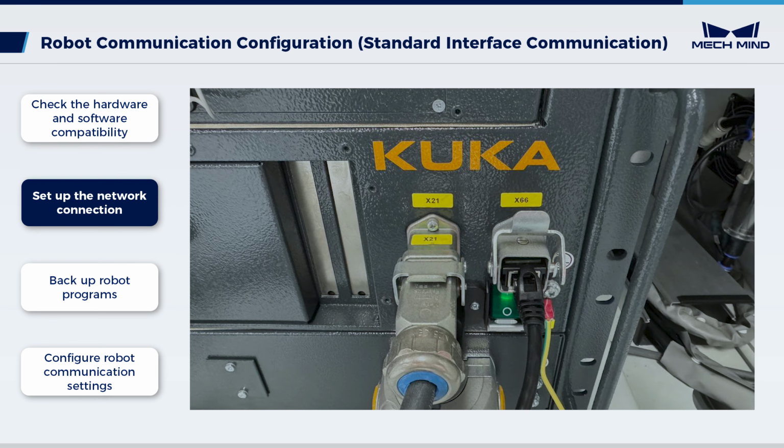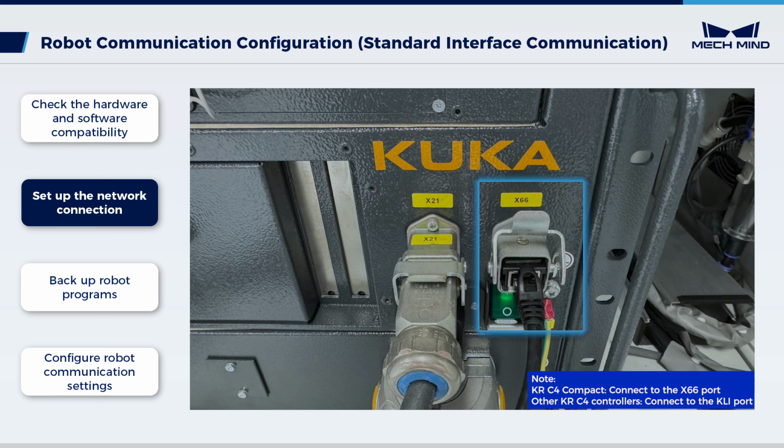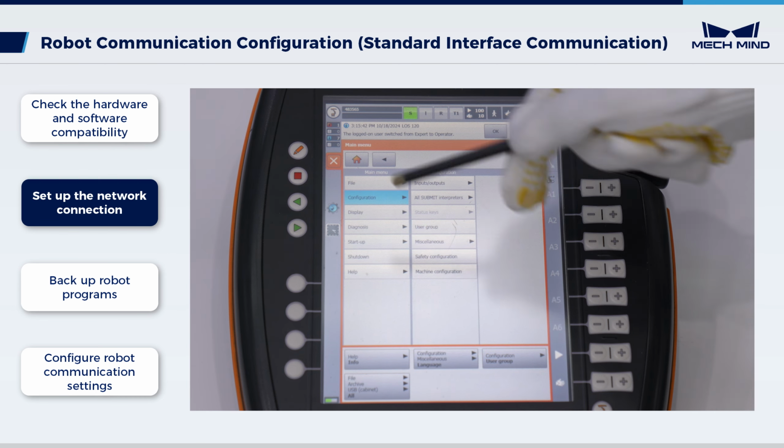Then, set up the network connection. Check the hardware connections. Make sure the IPC's Ethernet cable is plugged into the X66 port of the robot controller. Switch the user group to expert mode.